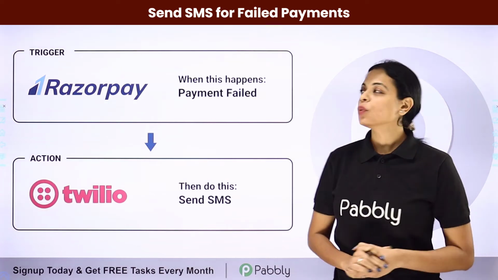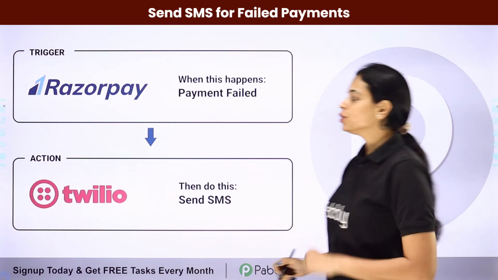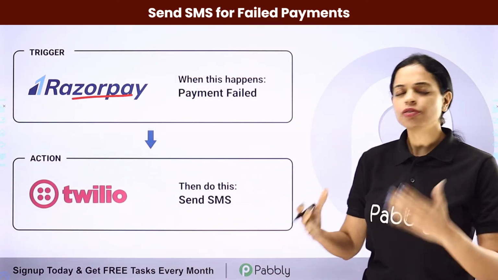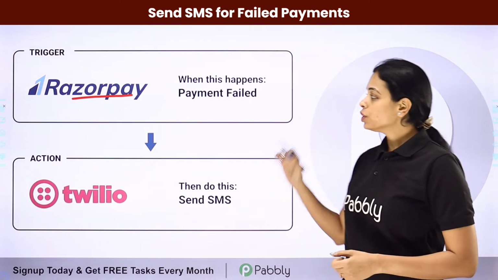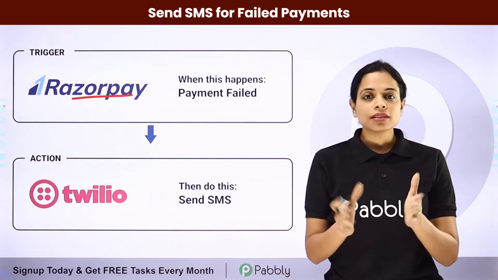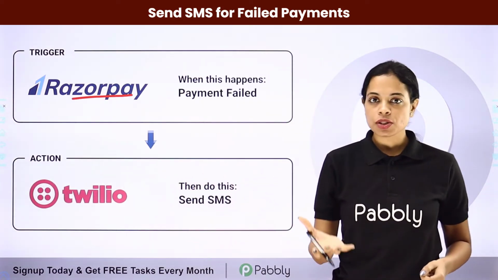In this video, we are going to see how to send SMS for failed payments. So let's say that you are using Razorpay as a payment gateway, and every time a payment fails for some reason, you want that user to be notified. The same thing can be done using Twilio. You can send an SMS to the user.